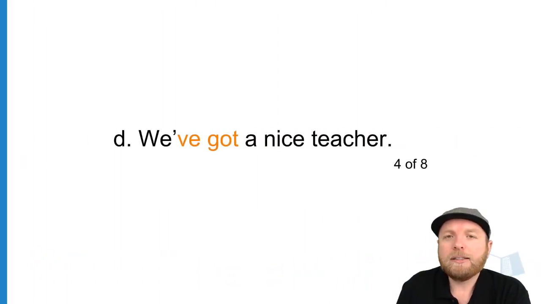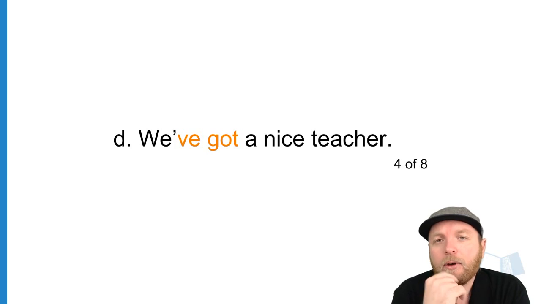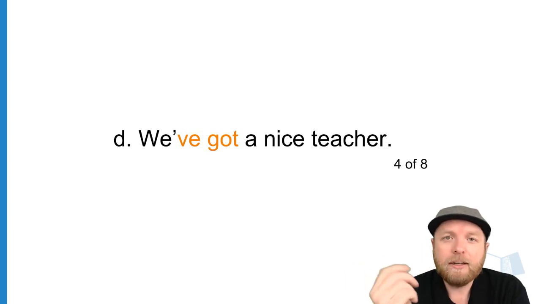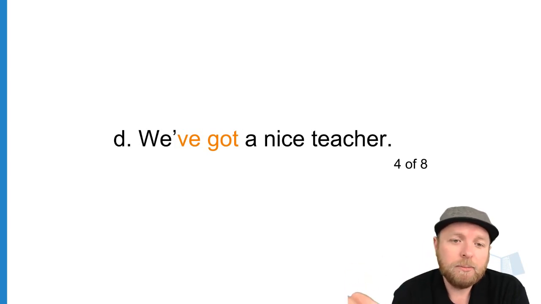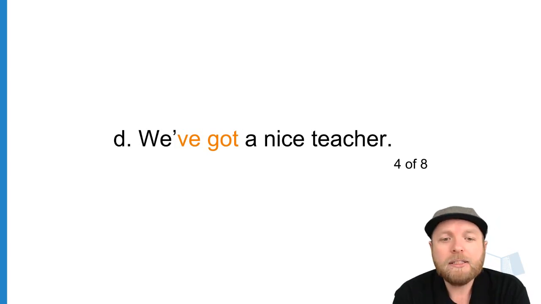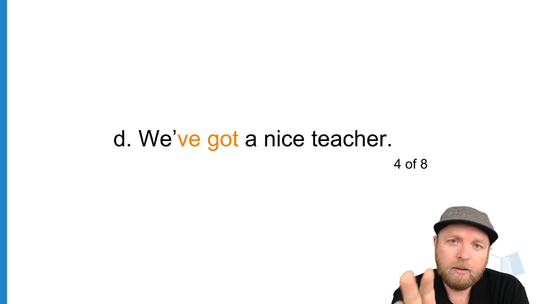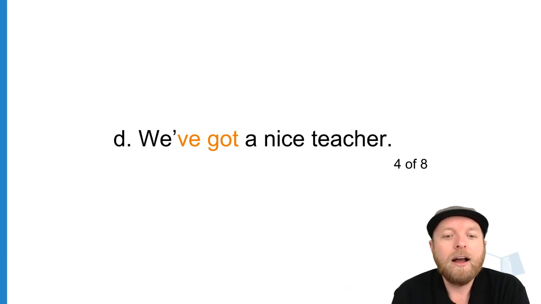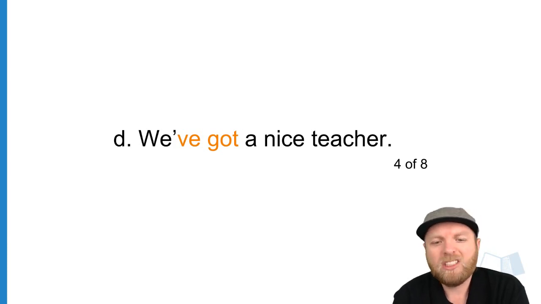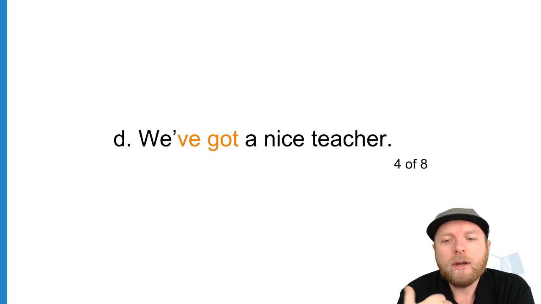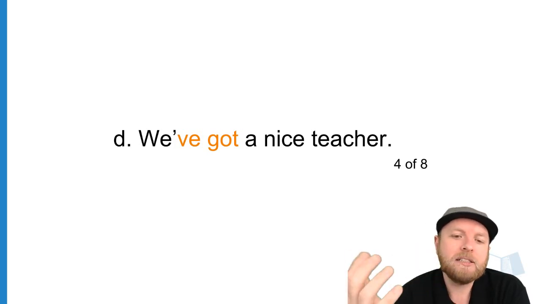D, we've got a nice teacher. And Ian is the only correct answer because she wrote, this is super correct, okay? So thank you, Ian, sorry. We've got a nice teacher. Yeah, this is kind of like relationship, right? Possession, maybe, I guess. We have a nice teacher. We've got a nice teacher. Listen to my pronunciation. We've got a nice teacher.